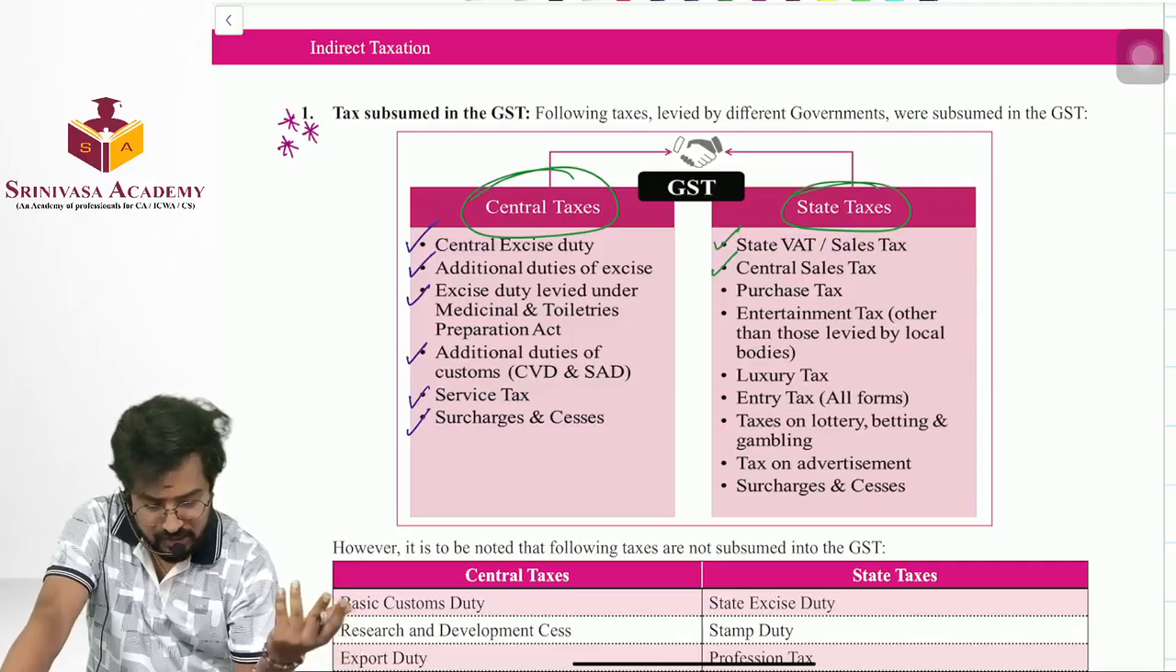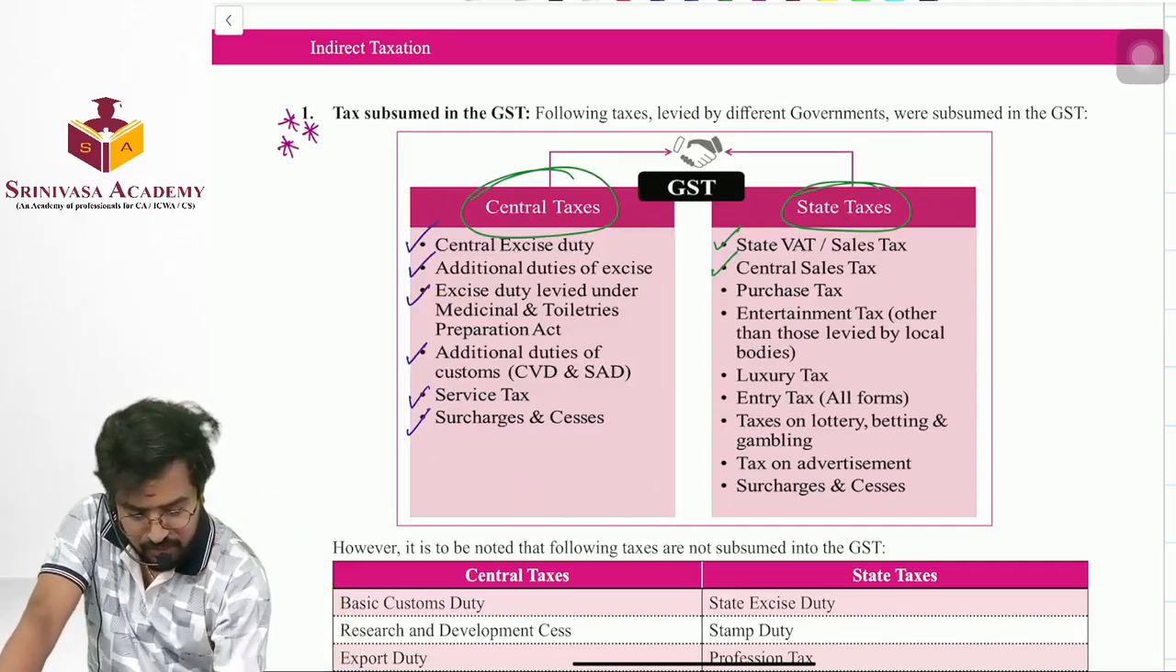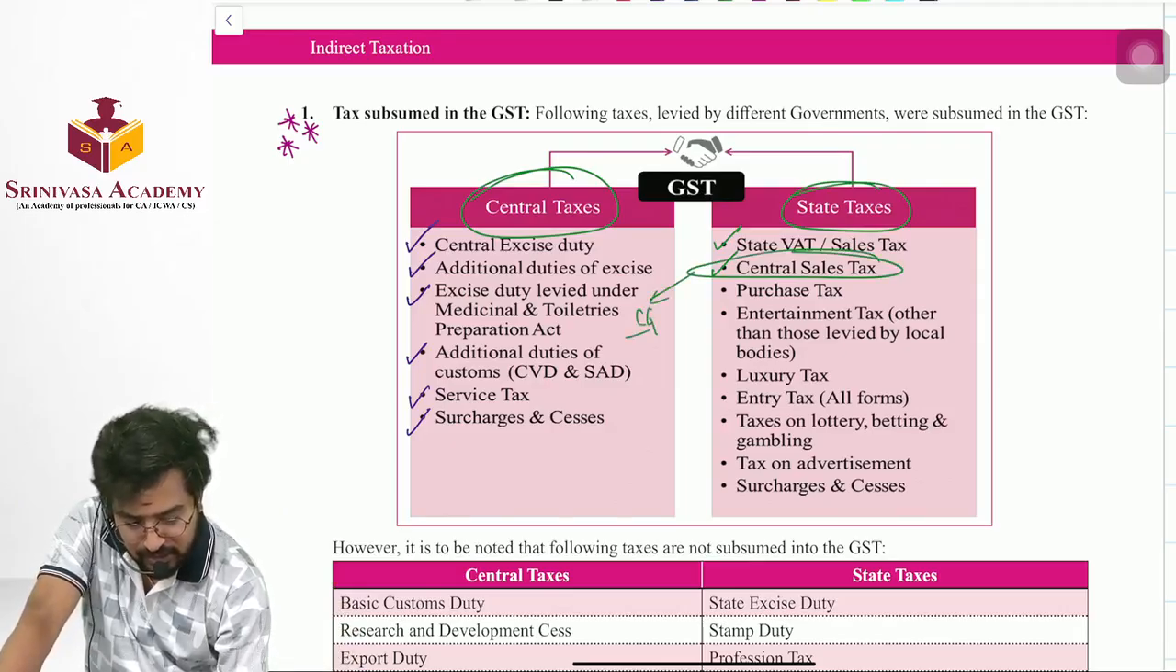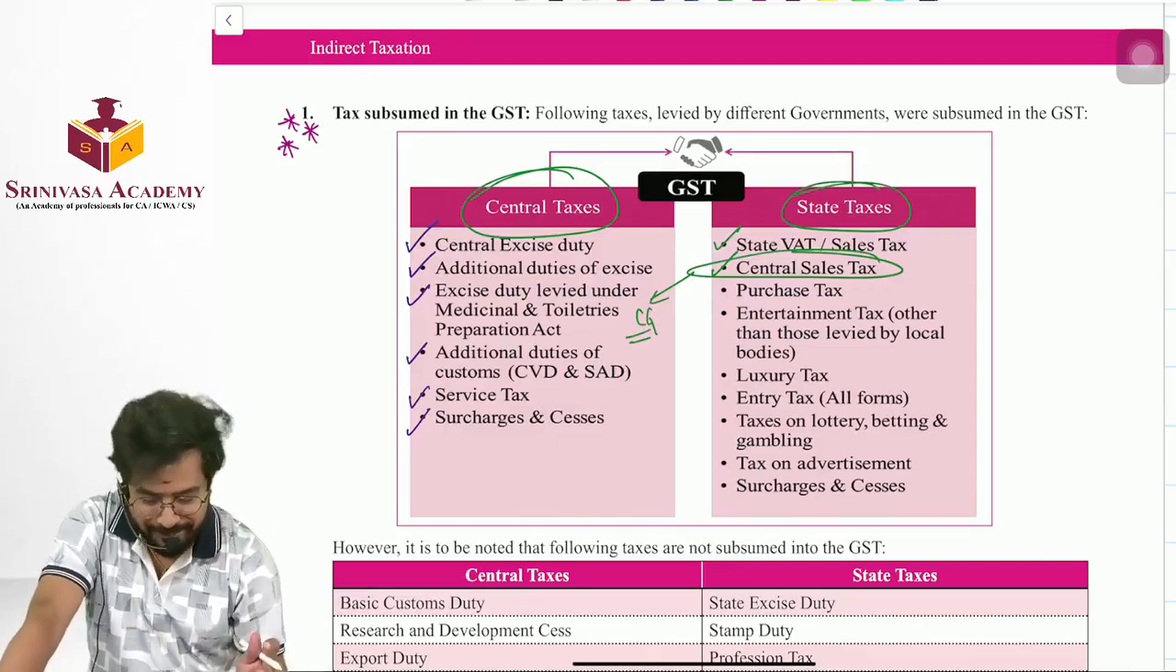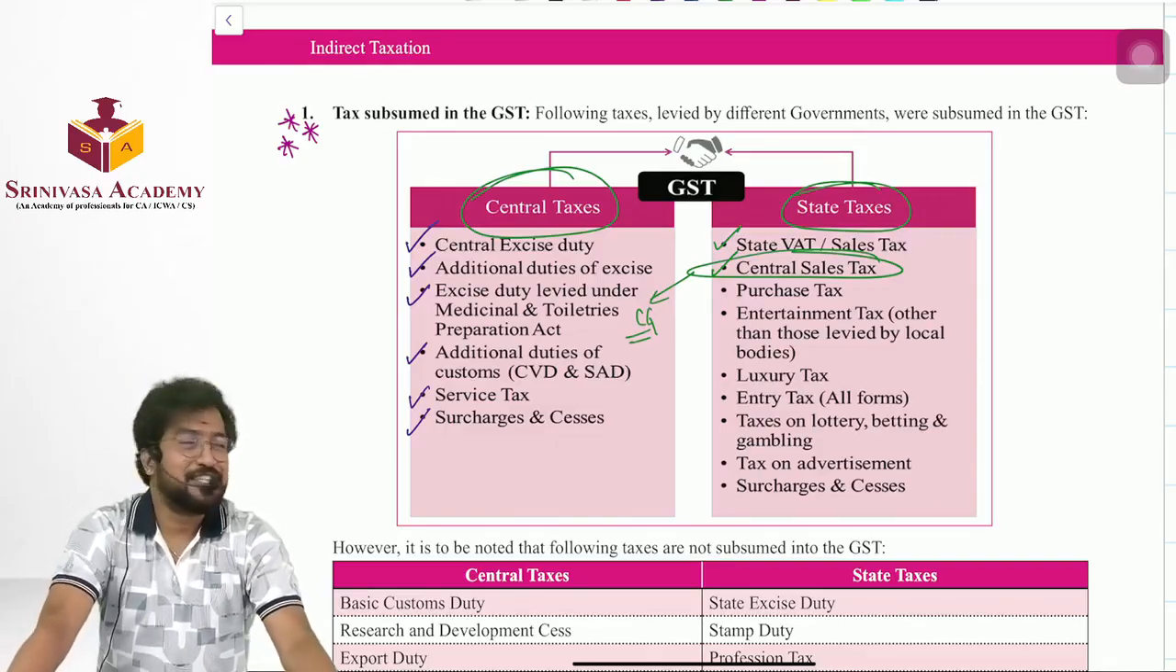Ray, 1 second, Ra, 1 second, Ra. What these people are doing, I don't know. Central sales tax is levied by central government, Ra, not state government, Ra. Cha. It is not just CMA things, bro.